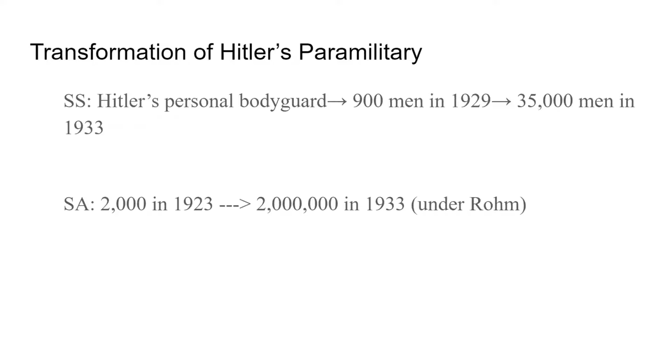And the SS, they started out as Hitler's personal bodyguard. And they had 900 men in 1929, and then they had 35,000. So his paramilitary was growing throughout the years.